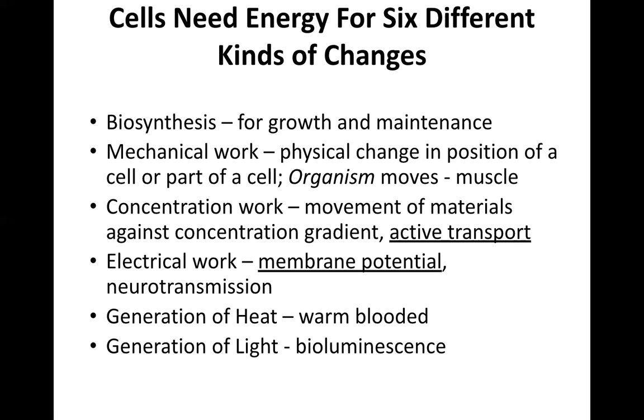The fourth category is electrical work. That is the maintenance of the membrane potential, which is crucial, especially for neurotransmission. The fifth category is the generation of heat. Endotherms, warm-blooded animals, maintain relatively constant body temperature by the generation of heat. And finally, a few living creatures generate light, also known as bioluminescence. That is another process that requires energy.